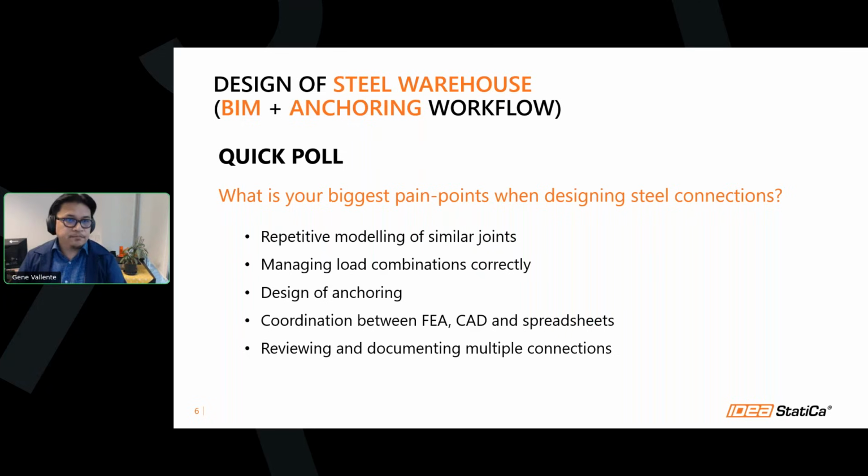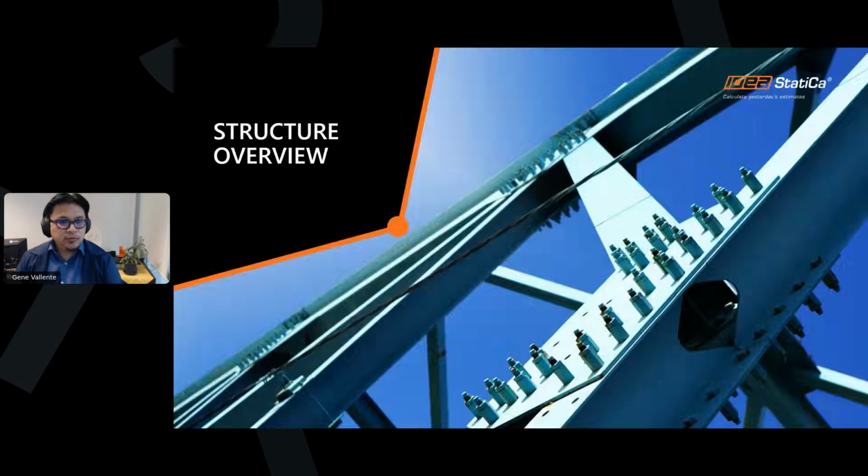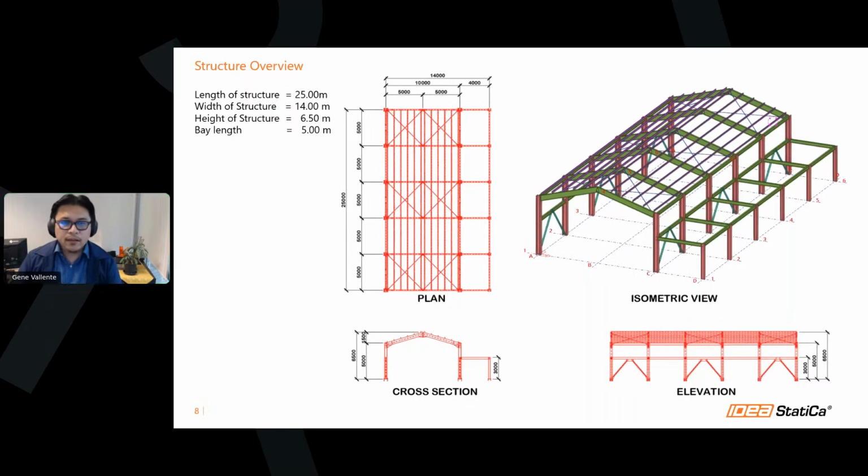So let me just continue with my demo. Just want to share with you a little bit of an overview about the structure. This is just a demonstration warehouse. As you can see from the isometric view, the total length is about 25 meters. The width of the structure is about 14 meters with a height of 6.5. The bay length is spaced about 5 meters in this case. So this is pretty straightforward. So let's get started.